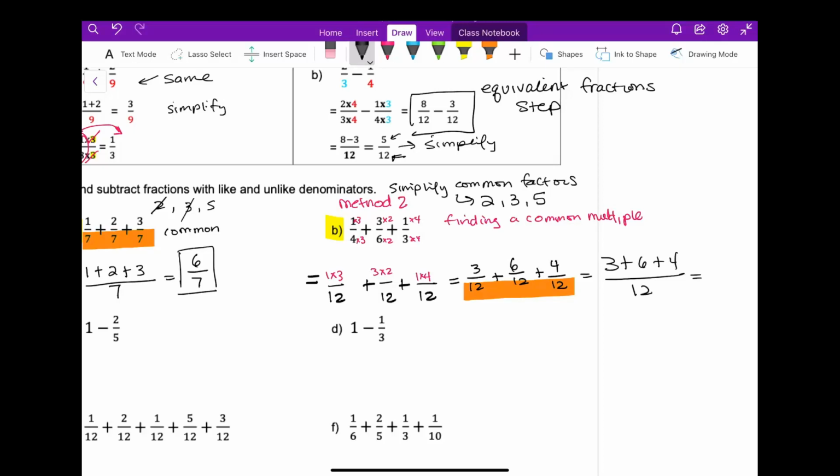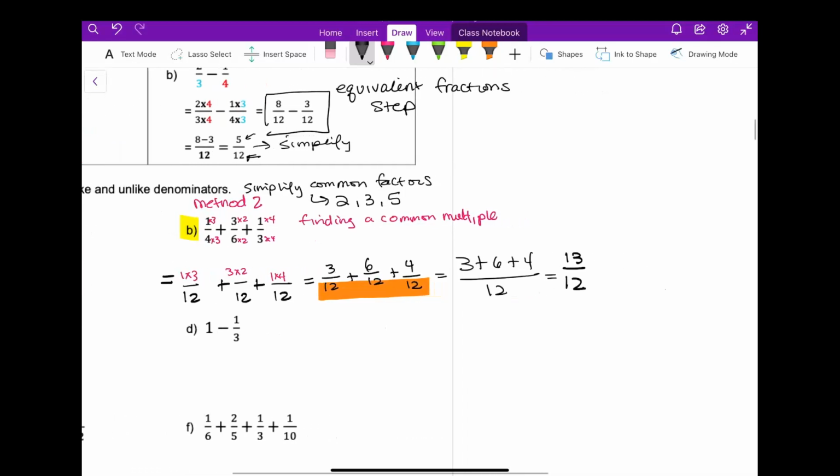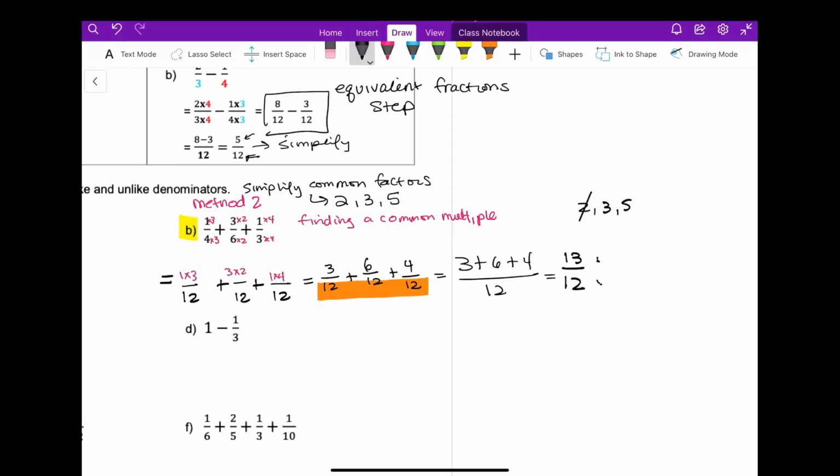Let's add that. 3 plus 6 is 9. 9 plus 4 is 13. 13 over 12. We always simplify all the time. Every single time you see a fraction, you want to simplify. So I'm going to write down my 2, 3, 5, see if they have anything in common. Are they both even? No. Do they have a multiple of 3? Can I write 3 times something and it's equal to 13? No. How about 5? Can I write 5 times something and it's equal to 13? No. So since I can't do my first common ones, then now I check each one. So for example, can 12 be divided into 13? No.